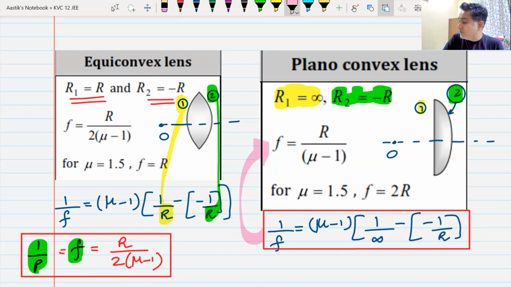Now, there could be a confusion. What will happen if the object is placed on the other side? Have you noted down that? Yes, sir. Let us wait for the other class. Have you noted it down? Not yet, sir. Okay. Done, sir.